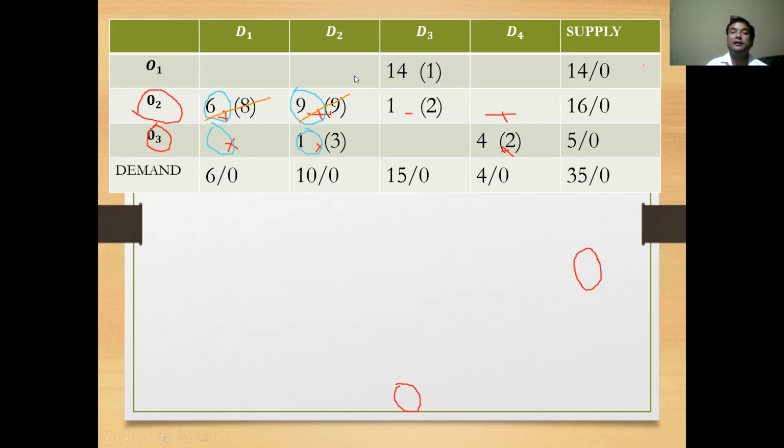Before that, let us erase these things so that we can easily understand. Then we write what the initial basic feasible solutions are. These values which are not written in brackets are the initial basic feasible solutions in the corresponding cells.